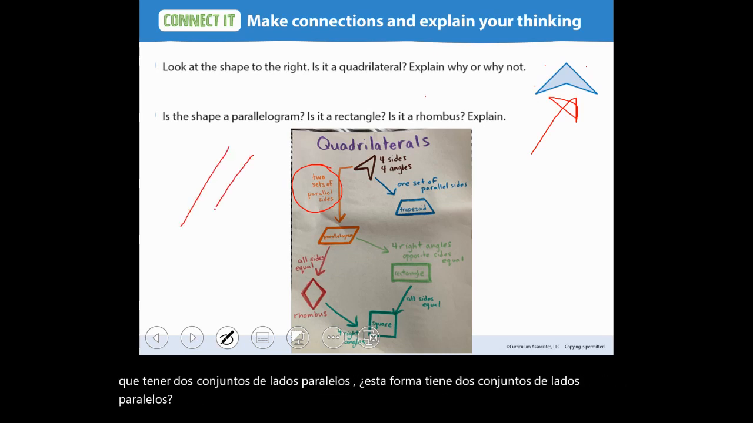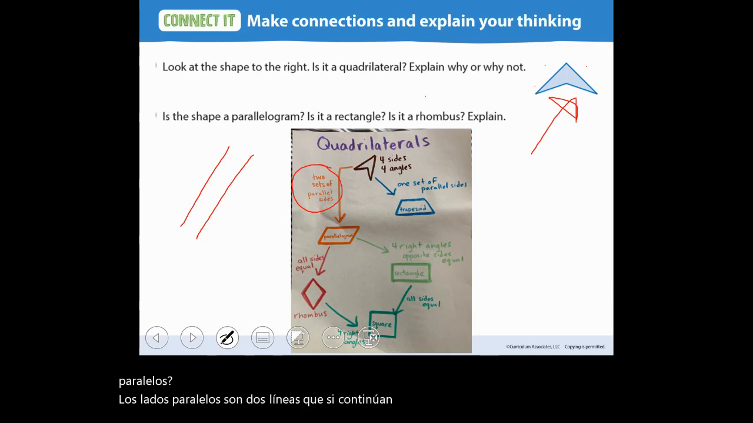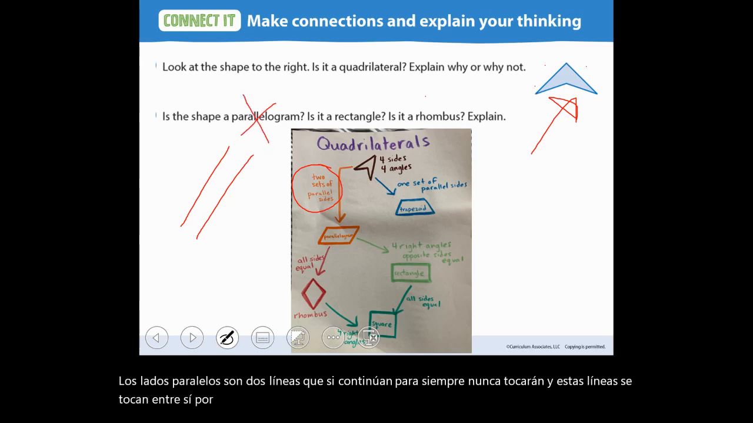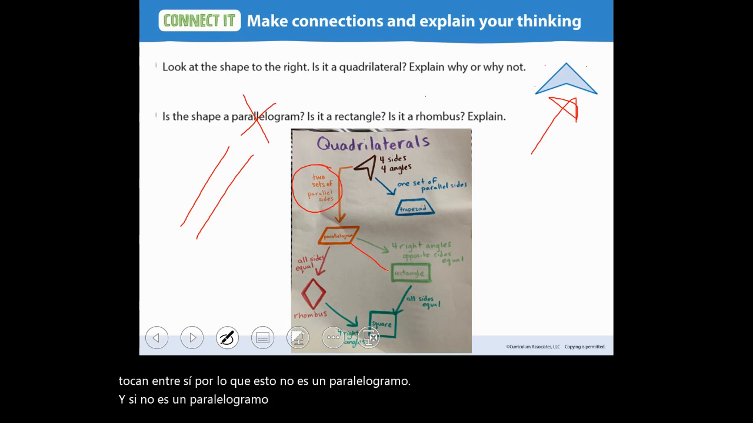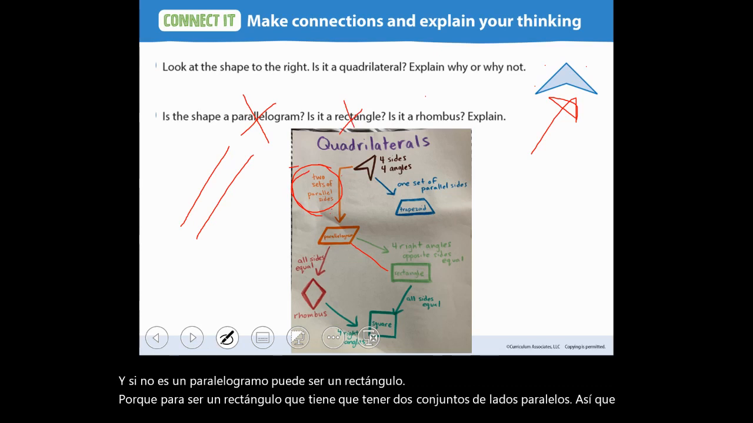Parallel sides are two lines that, if they continue forever, will never touch. And these lines all touch each other. So this is not a parallelogram. And if it's not a parallelogram, can it be a rectangle? Because in order to be a rectangle, it has to have two sets of parallel sides. So we know that it cannot be a rectangle.